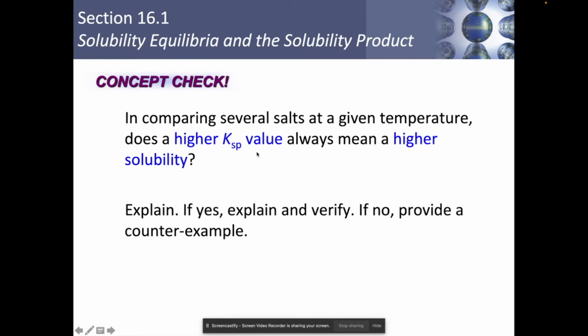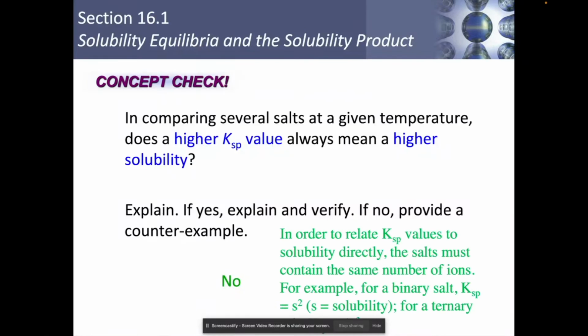So let's check this out. In comparing several salts at a given temperature, does a higher Ksp value always mean a higher solubility? If yes, explain and verify. If no, provide a counterexample. Based on what I told you on the previous slide, a lot of people would say the answer to this is yes. But the answer is no.